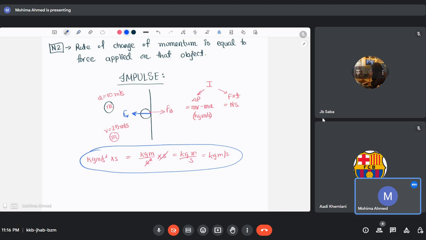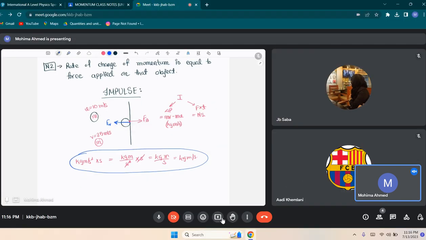Even if you use changing momentum or force into time, impulse is a vector quantity. Using force into time, force was a minus, time was a plus. The product of minus and plus would finally be minus, indicating that impulse is also a vector quantity. It doesn't have any different unit. The unit is still the same, kg meter per second. So let's go to that question again and try solving it this time.